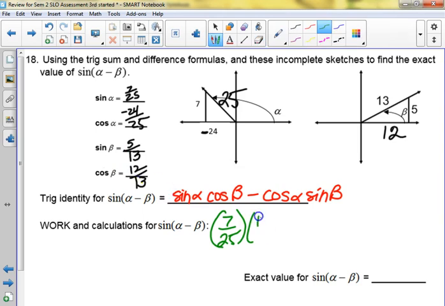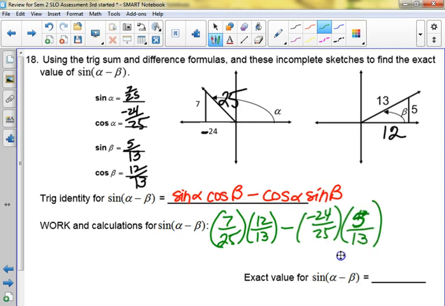Cosine of this one minus cosine, which is negative 24/25, and sine, which is 5/13. Did I get that right eventually, guys, after 3 tries? I think that's 84/425, maybe? Is that right? 325. Yep, thanks. And this is going to turn out to be plus 120/325.